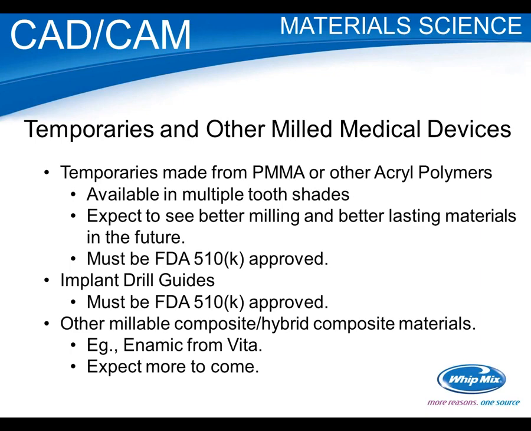An example would be Anamic from Vita, and it basically has a ceramic backbone infused with an acryl polymer. What is unique about it is that it's millable, that once it's milled, you can clean it up, polish it, you can stain it, dye it, color it. You don't have to fire it. You don't have to sinter it. And it has the strength of a composite and plus some. So it's not as strong as zirconia, but it's for a long-term restoration.